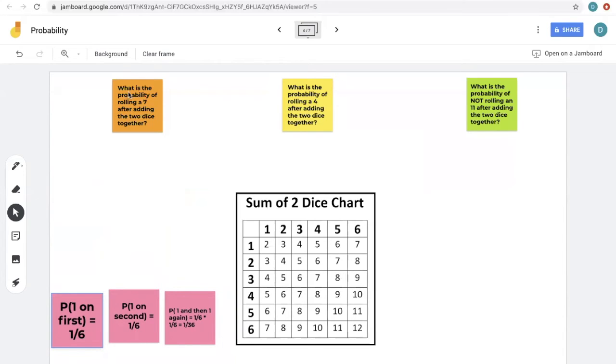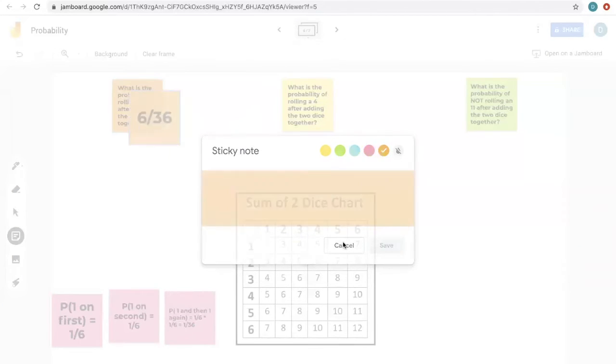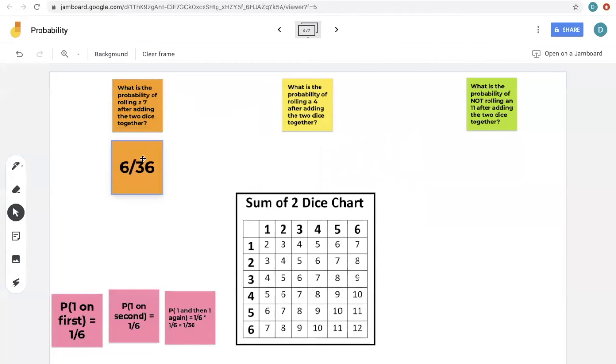So let's say, what is the probability of rolling a 7 after adding the 2 dice together? Well, let's look at how many of these boxes have a 7 in them. There's 1, 2, 3, 4, 5, 6. So the probability of rolling a 7 is going to be 6 out of 36. And yes, you can reduce that if you'd like. I'm not going to, just for the simplicity of seeing that there are 36 options and 6 of them work for this.